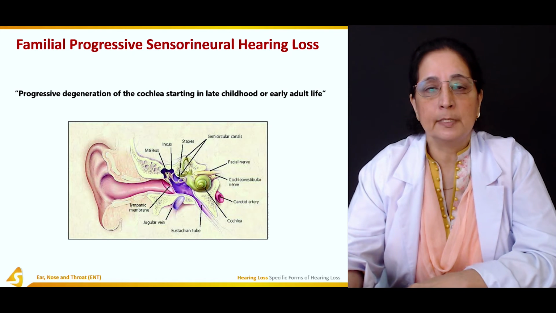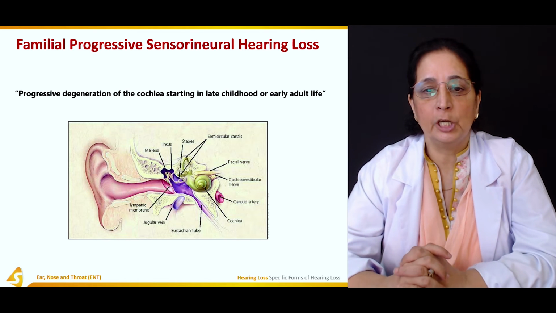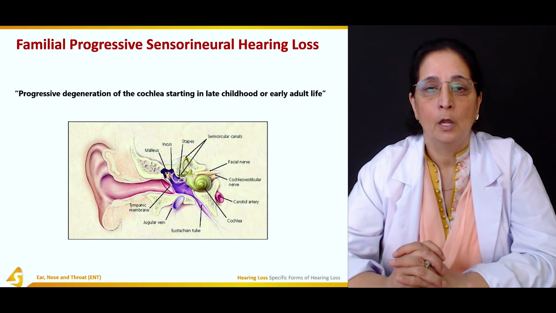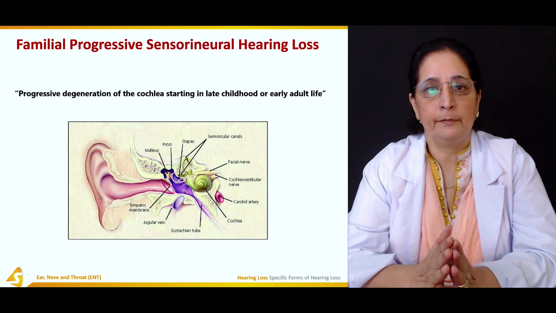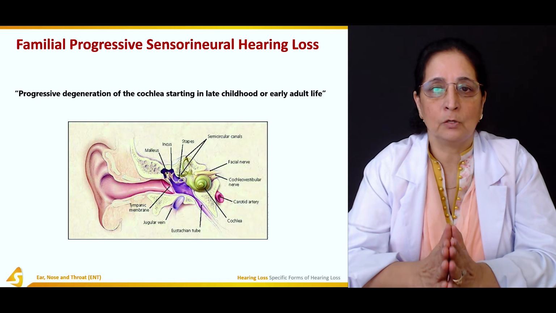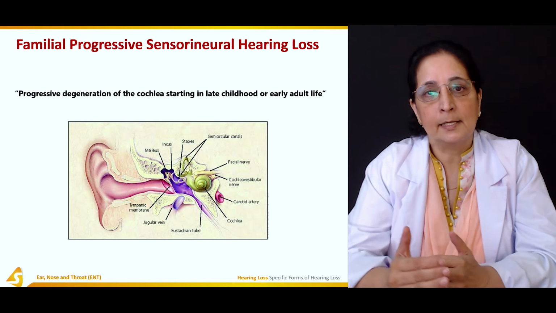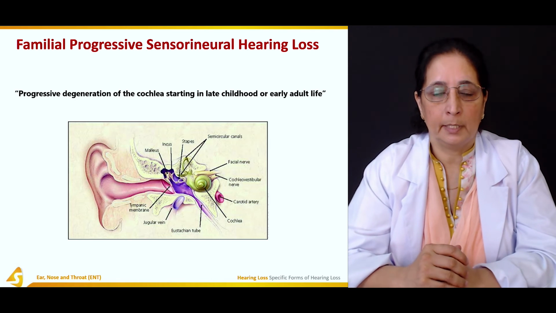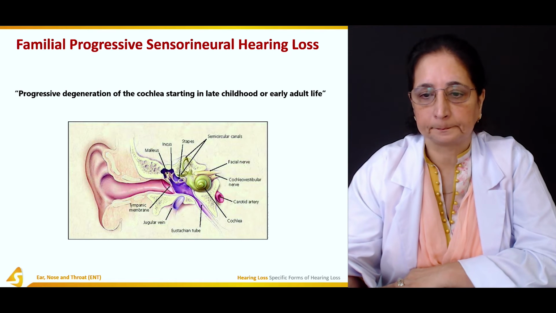Familial progressive sensorineural hearing loss is progressive degeneration of the cochlea starting in late childhood or early adult life. So familial progressive hearing loss is not a disorder of old age, it is a disorder of late childhood and early adulthood, and there is progressive degeneration of the cochlea.